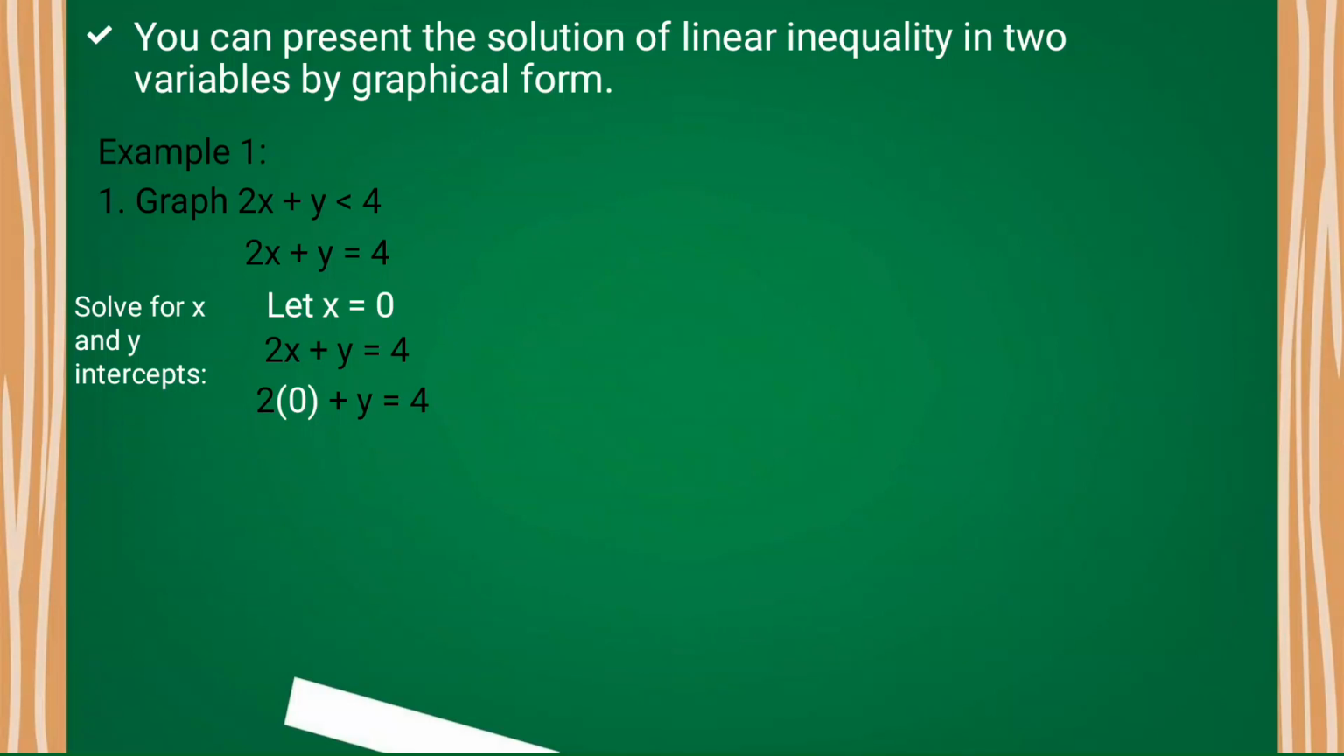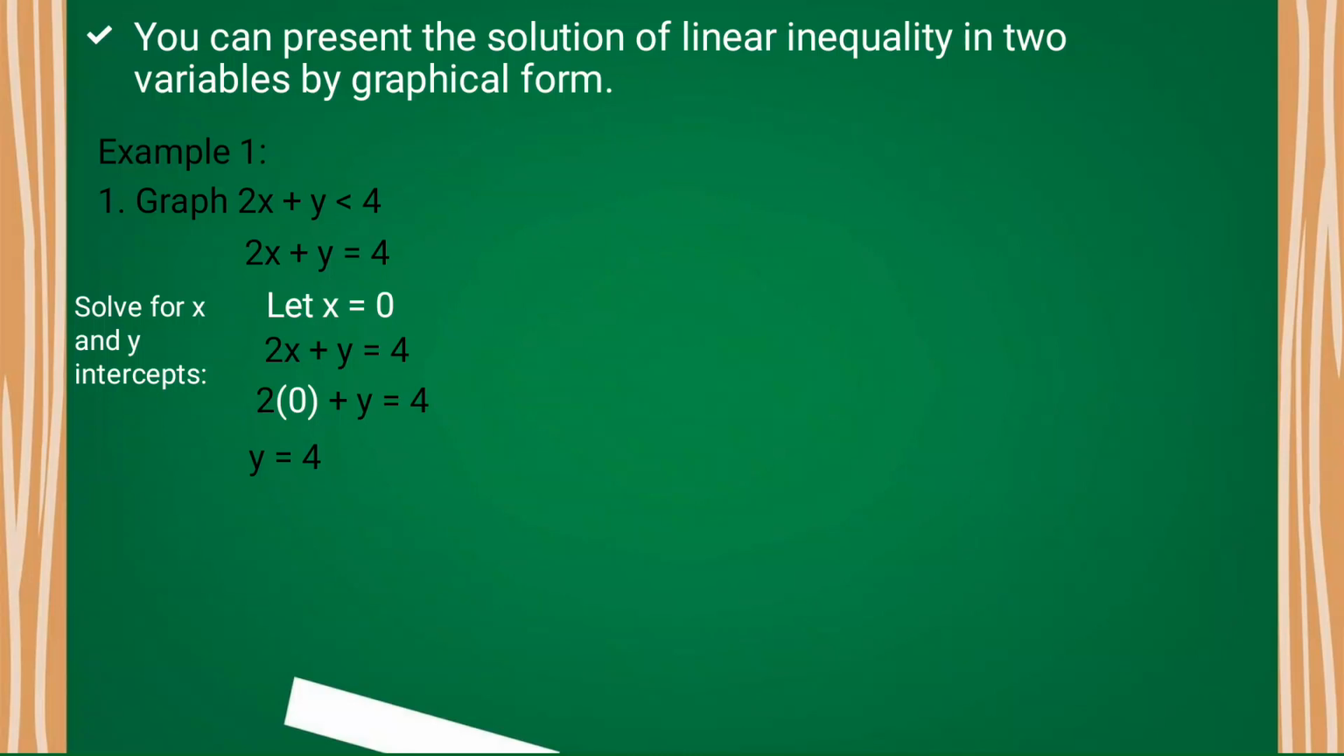So, let us combine them. 2 times 0 is 0 plus y is equal to 4. So, we have here 0 na si 2. 2 times 0, tanggal na sila since it is 0. Ang matitira na lang po, y is equal to 4. Now, we have our x and then we have our y.